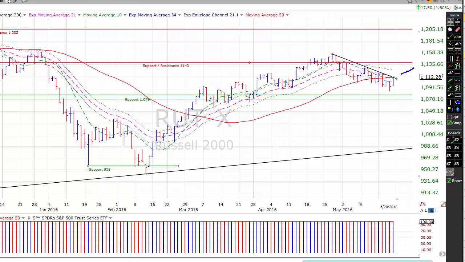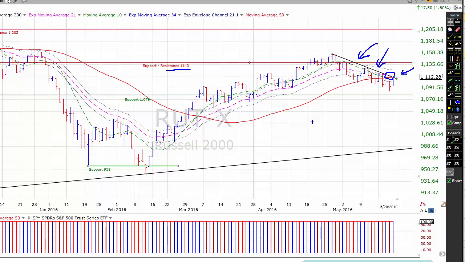On Friday, the Russell tested combined resistance here between its 50-day moving average and this short-term downtrend, and we failed. We'll see if we can take out that area of resistance today. That would be bullish. And I think that's all I have on the Russell today. We'll watch to see if we can take out this area of resistance. If we do, the next significant area of resistance is going to be up here in the 1140 range.